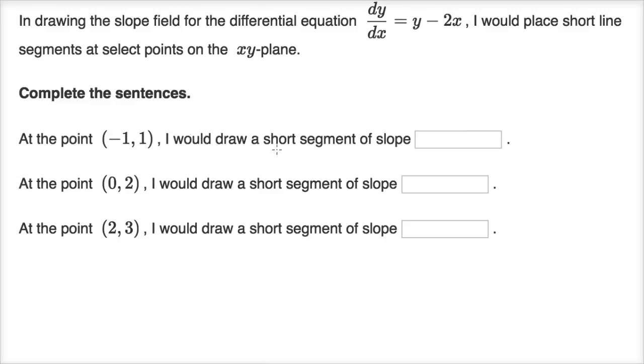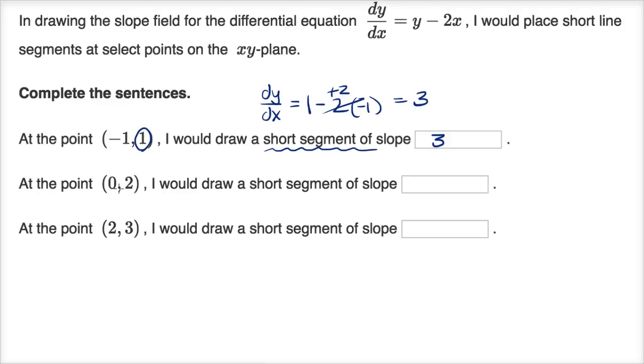Well, when the short segments that you're trying to draw to construct this slope field, you figure out their slope based on the differential equation. So you're saying when x is equal to -1 and y is equal to 1, what is the derivative of y with respect to x? And that's what this differential equation tells us. So for this first case, the derivative of y with respect to x is going to be equal to y, which is 1, minus 2 times x. X is -1. So this is going to be -2, but you're subtracting it, so it's going to be plus 2. So the derivative of y with respect to x at this point is going to be 3. So I would draw a short line segment, or a short segment of slope 3.